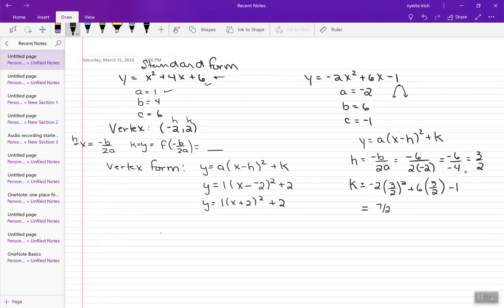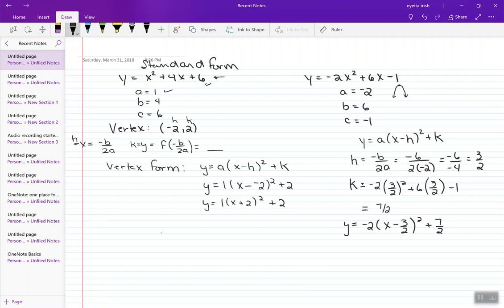I want to keep these both as fractions. I don't want to have a fraction and a decimal in the same problem. It's like speaking Spanish and French all in one happy sentence. So my a this time is negative 2, so that goes out in front. y equals negative 2 times x minus 3/2 squared plus 7/2.